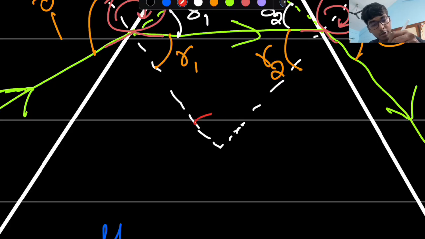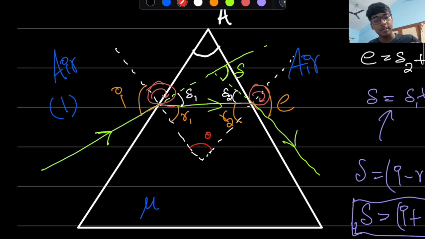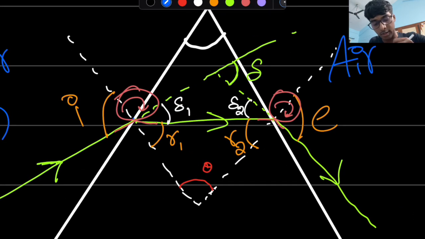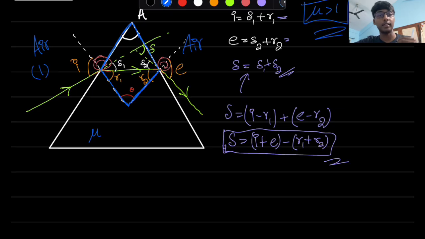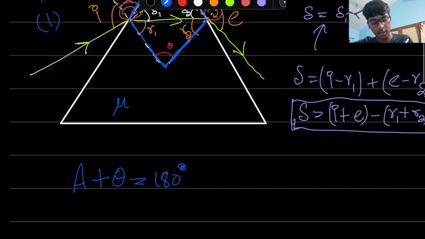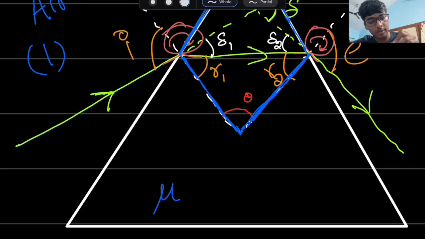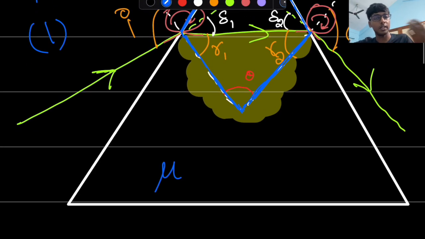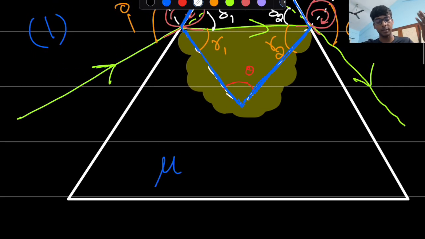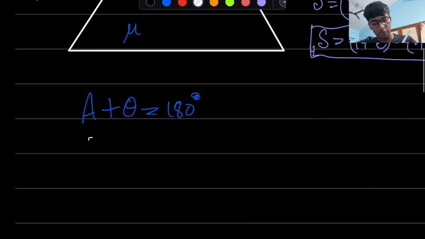Next up, let me call this angle theta. And I'm going to consider this quadrilateral, this blue quadrilateral. Now it's the intrinsic property of any quadrilateral that its opposite angles should add up to 180 degrees. So A plus theta should be equal to 180 degrees. Now there's this triangle in here, this yellow one. We know that according to ASP, the angle sum property, all angles in a triangle must add up to 180 degrees. So from there we know that R1 plus R2 plus theta should be equal to 180 degrees.